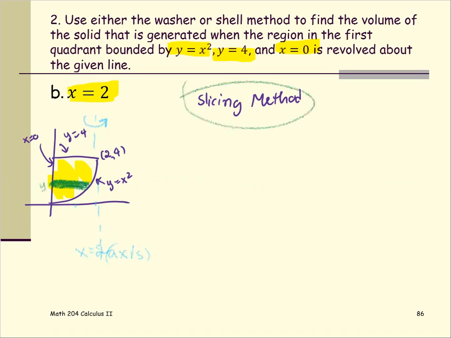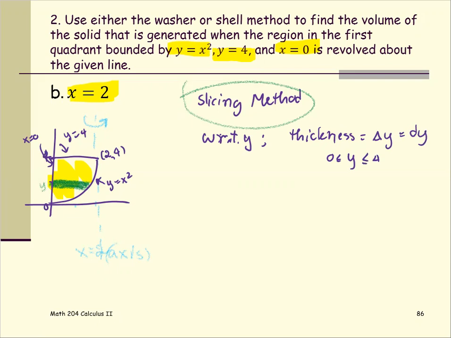That means if we use the slicing method, it will be a problem with respect to y. Make a note here: the thickness or the width is going to be delta y or dy. The y value will be bounded by the lowest y, which is 0, and the highest y, which is 4. So y is from 0 to 4 as the interval of integration.